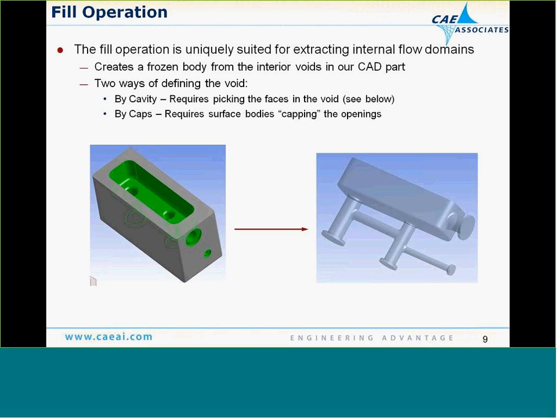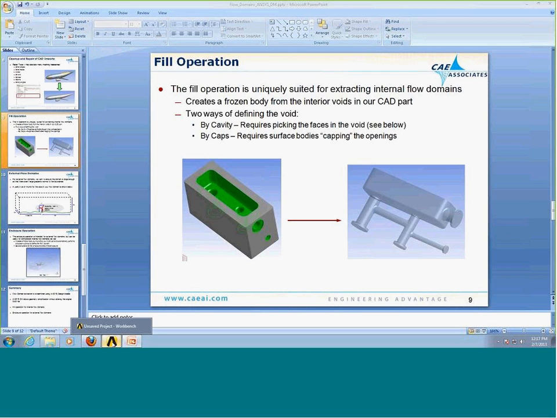Now, conversely, if the internal structure is too complicated to pick all of the faces, what we do instead is use the bicaps method. And what this requires is that we create surface bodies that will cap the openings of the void. And we'll show you that in our demo, which we're going to get to right now.